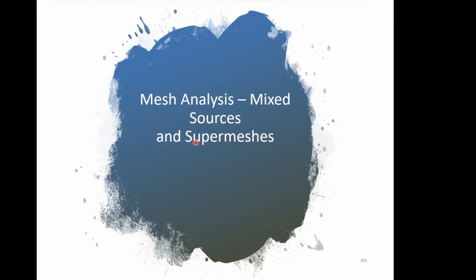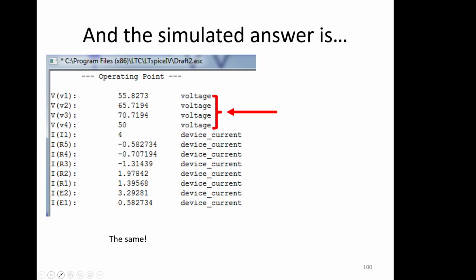Right, so now we probably need to get back to mesh analysis, because we only looked at one type of source with mesh analysis. So we'll do the same again with mixed sources and super meshes for mesh analysis. You can imagine it's going to be very remarkably similar. Let's go backwards again.